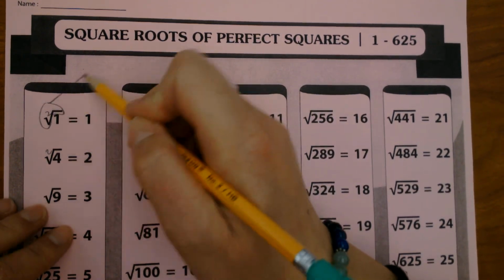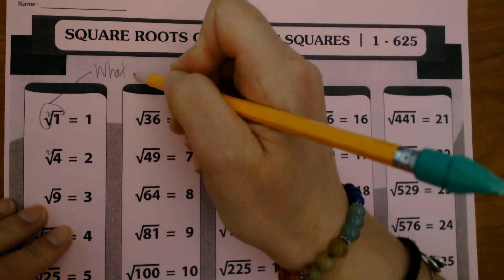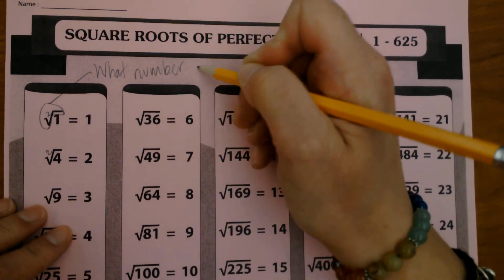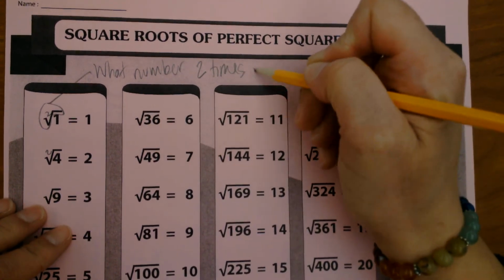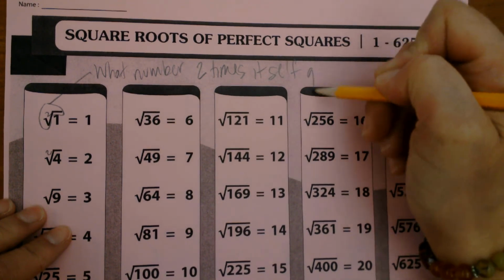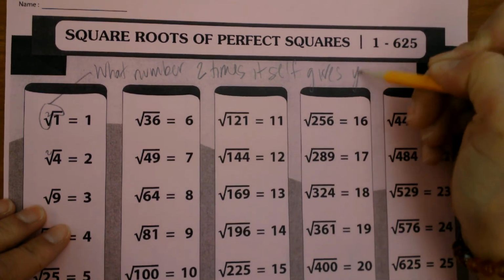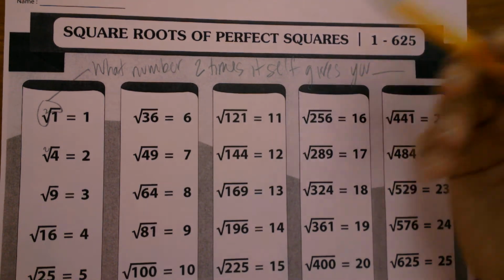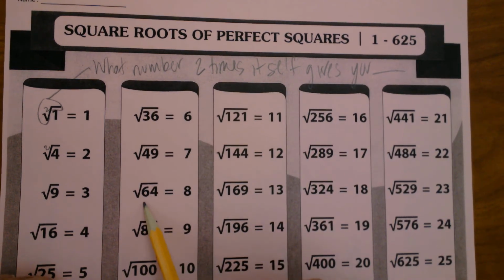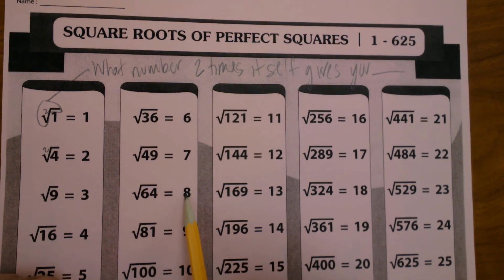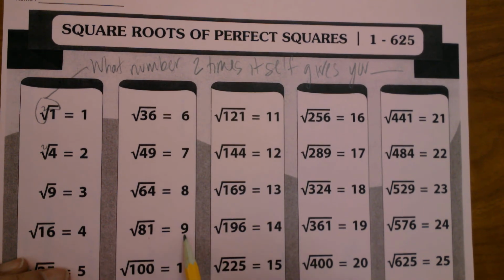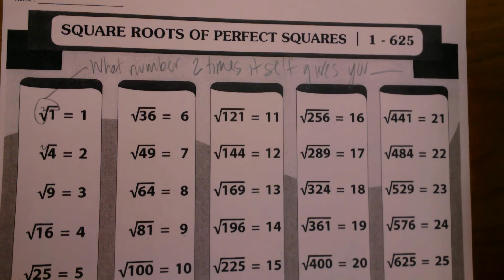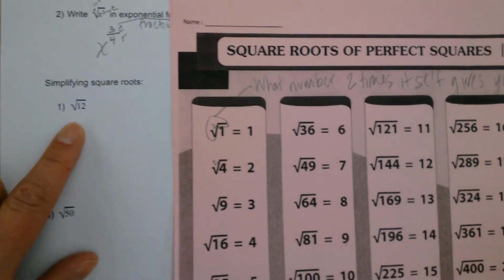That's what this means. What number times itself gives you blank, whatever is underneath that square root. So 64, 8 times 8. There we go. 81, 9 times 9. There you go. So that's all that's asking. So you can keep this sheet because it's going to make our work here a little bit easier.